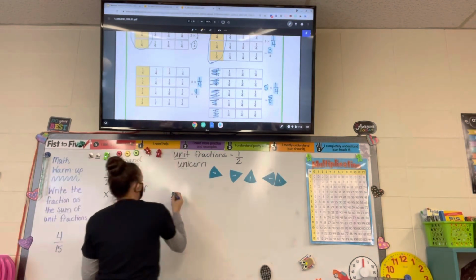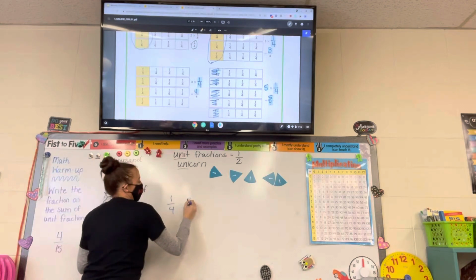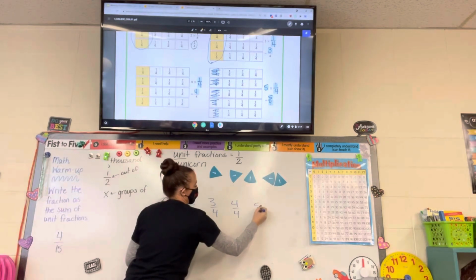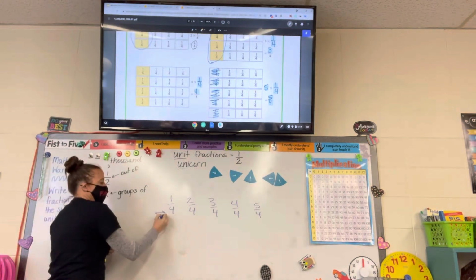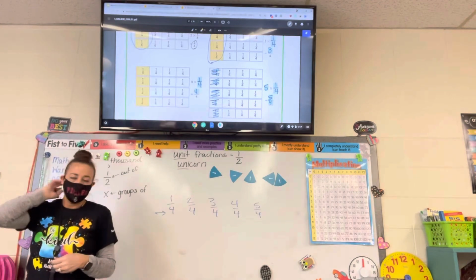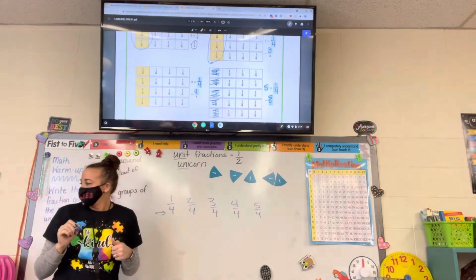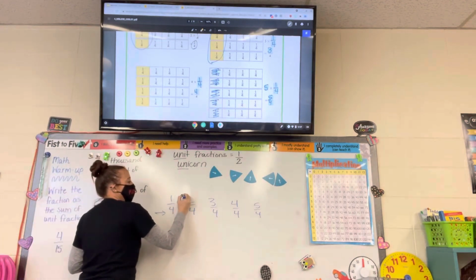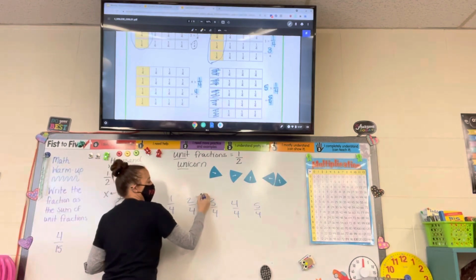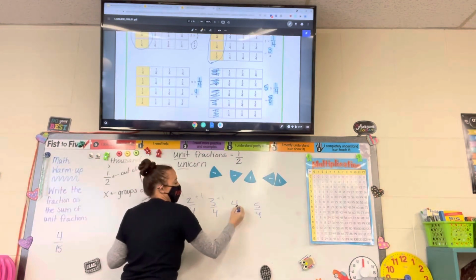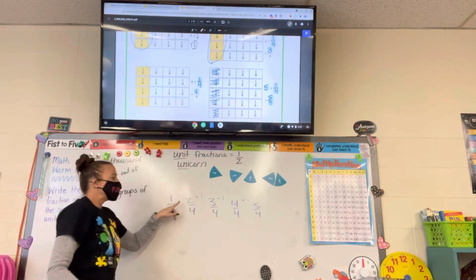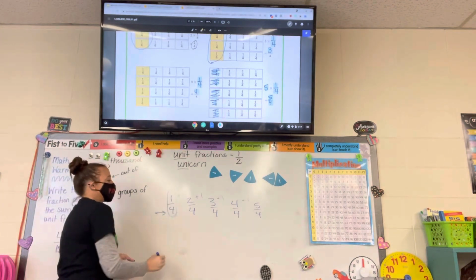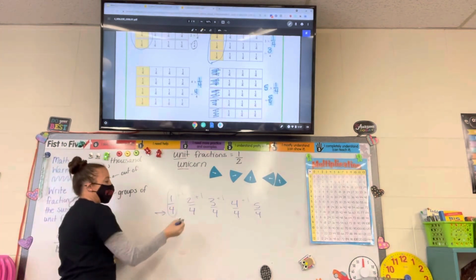Let me show you something. So the multiples of 1/4: 1/4, 2/4, 3/4, 4/4, 5/4, right? What do you notice about the bottom number? They're all 4s. They're all the same. And then how do you get from 1 to 2? Plus 1. From 2 to 3? Plus 1. From 3 to 4? Plus 1. From 4 to 5? Plus 1. The reason it works that way, guys, is because we're doing multiples of 1/4, right? So we go up by 1 each time.